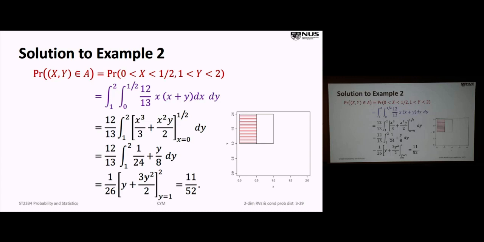If you evaluate this now, when y is 1, you have something slightly different, but you evaluate first this thing at 2, and you subtract the case of this thing when y is 1, you multiply the answer by 1 over 26, and that's equal to 11 over 52. And that's the probability of that region A.